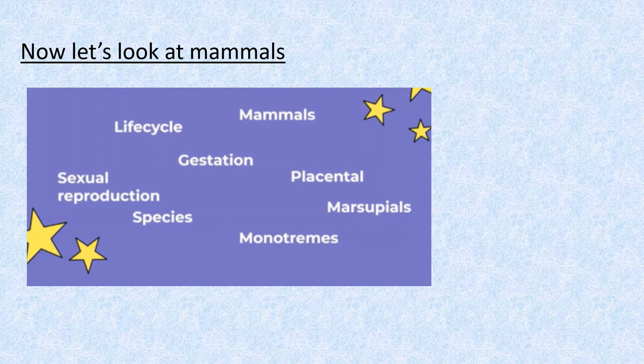Life cycle. Gestation. Sexual reproduction. Species. Placental. Marsupials. Monotremes. Now I will say today we're not going to look at gestation periods. We're going to do that in another lesson because that's an investigation that we can carry out.